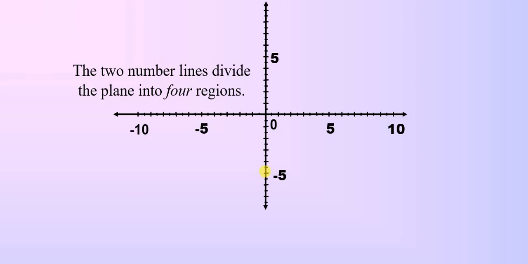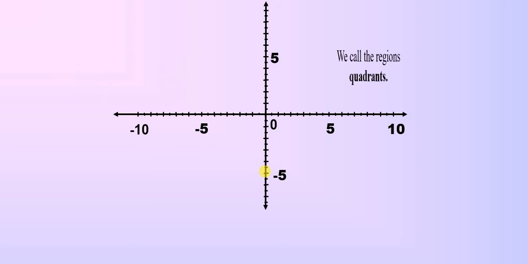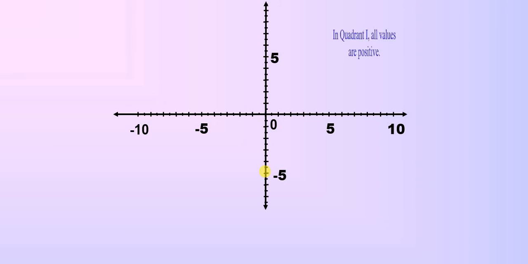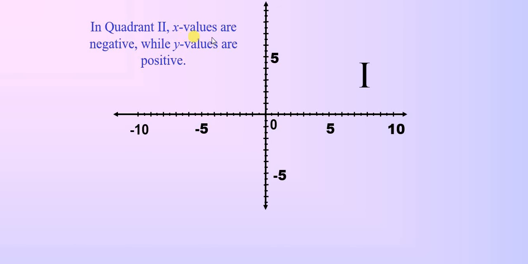The two number lines divide the plane into 4 regions. We call the regions quadrants. Quadrants are labeled with Roman numerals. In quadrant 1, all values are positive because we have the positive sides here. In quadrant 2, x values are negative here, while the y values are positive. These are the negative and these are the positive values.